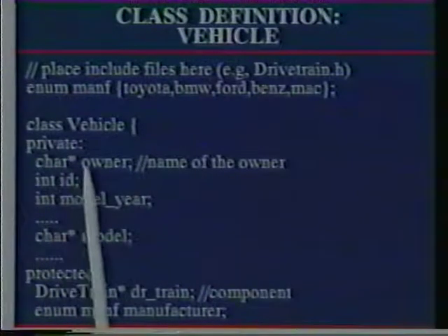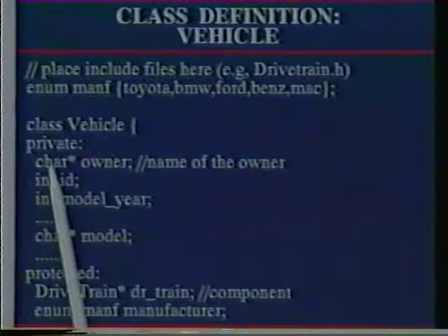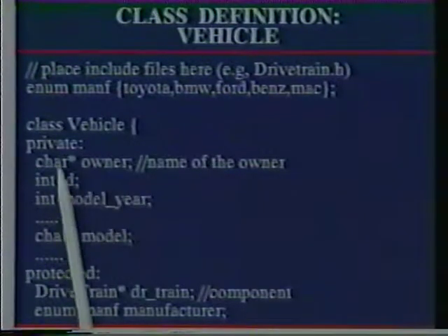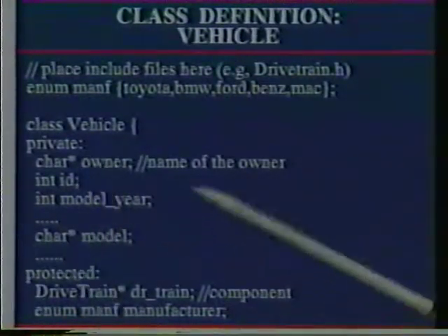Now in Pascal this is the other way around: you have owner, and then you have the name of the attribute and then you have the type. In C and C++ you have the type first and then the data member name or the variable name here.